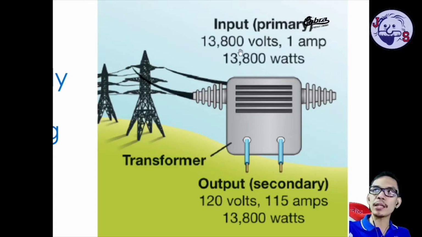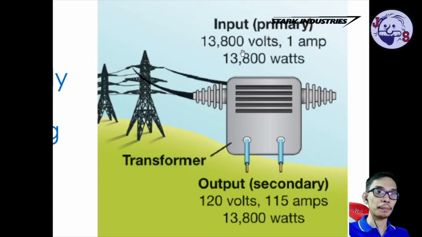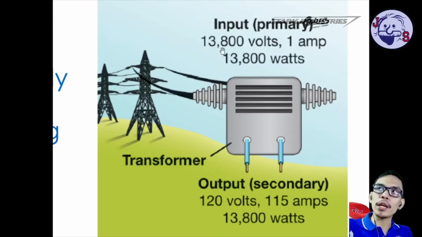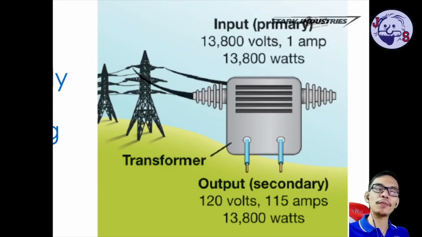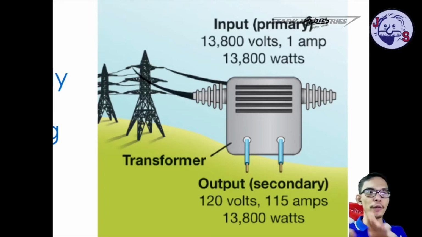As you can see here, in the input part of your transformer, the voltage is higher compared to the secondary. The purpose of this one is for transmission, because at higher voltage and lower current, it is safe to transmit electricity from the source down to the household. With this amount of voltage, it is safe to transmit power from the source, whatever it is, hydroelectric, wind power, or something like that, to the household or residential.